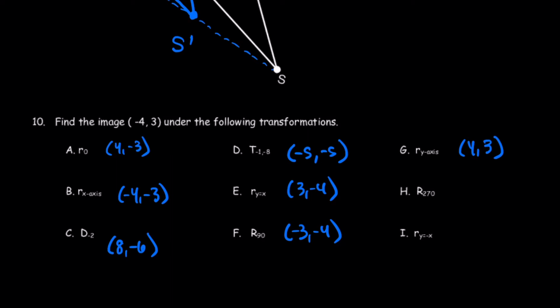Rotation of 270 degrees, the rule is you switch and negate the second one. So I need to switch these and negate the second one. That becomes (3, 4). And the last one, a reflection in the line y equals -x, you switch and negate. So I'll have to switch these two and negate both. So that becomes (-3, 4).